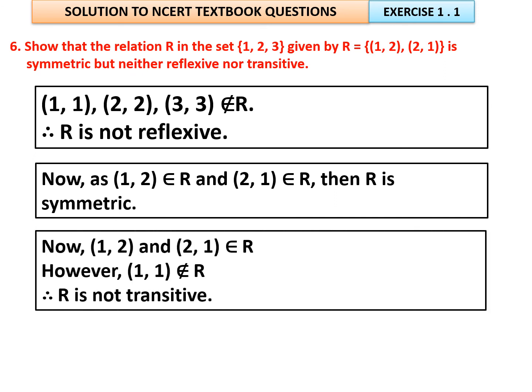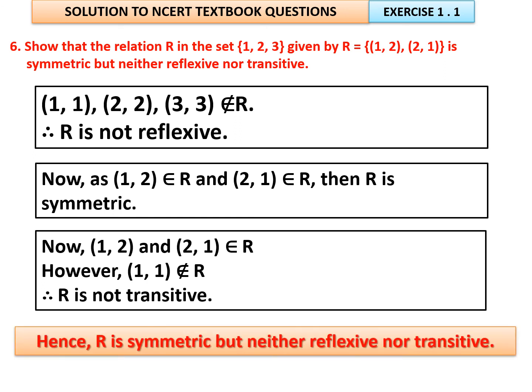Let us see whether it is transitive. 1 comma 2 is there, 2 comma 1 is there, but where is 1 comma 1? Therefore it is not transitive. Well, we have proved that it is symmetric but neither reflexive nor transitive.